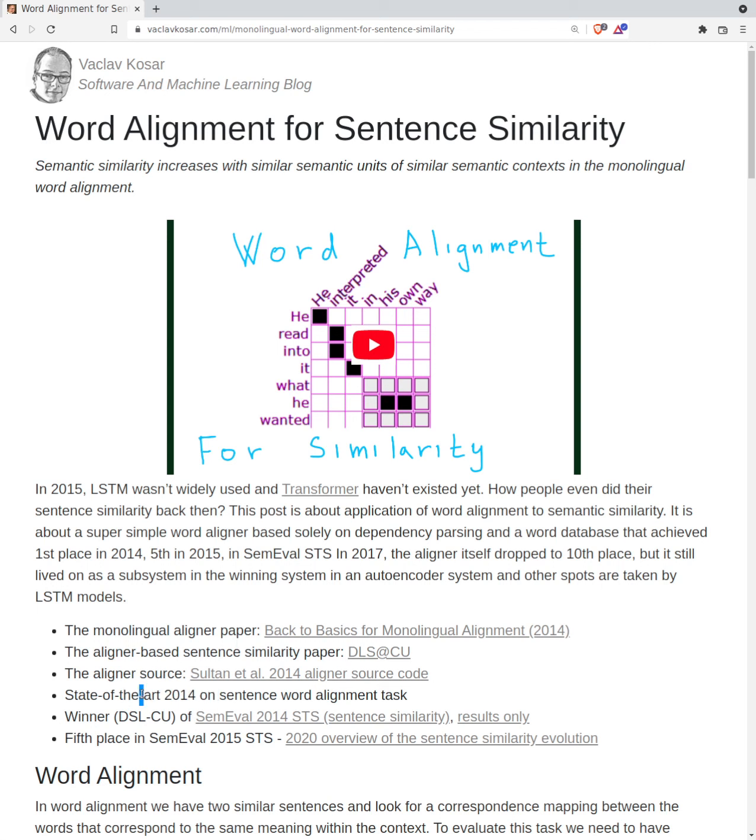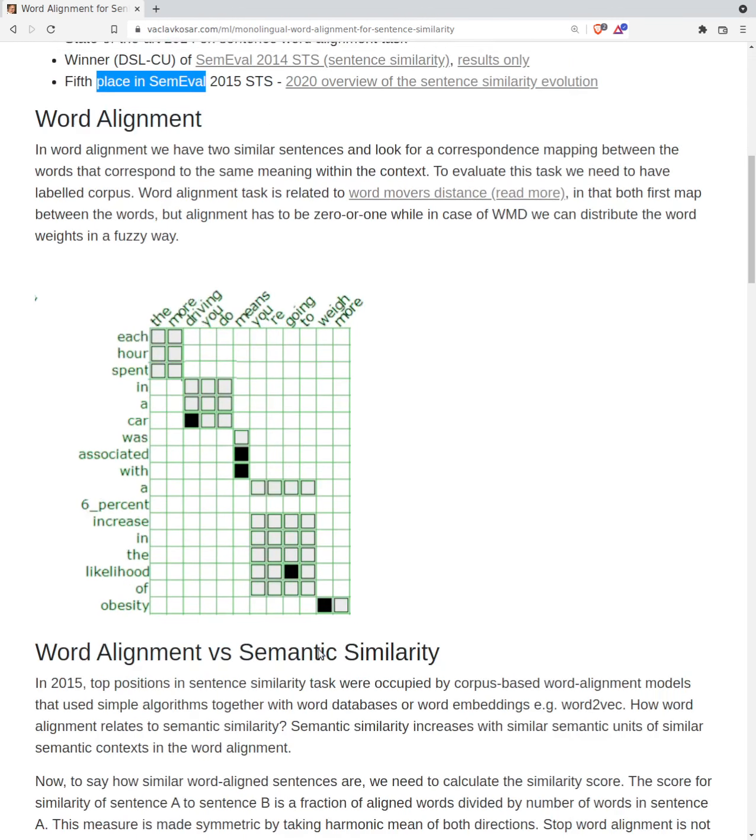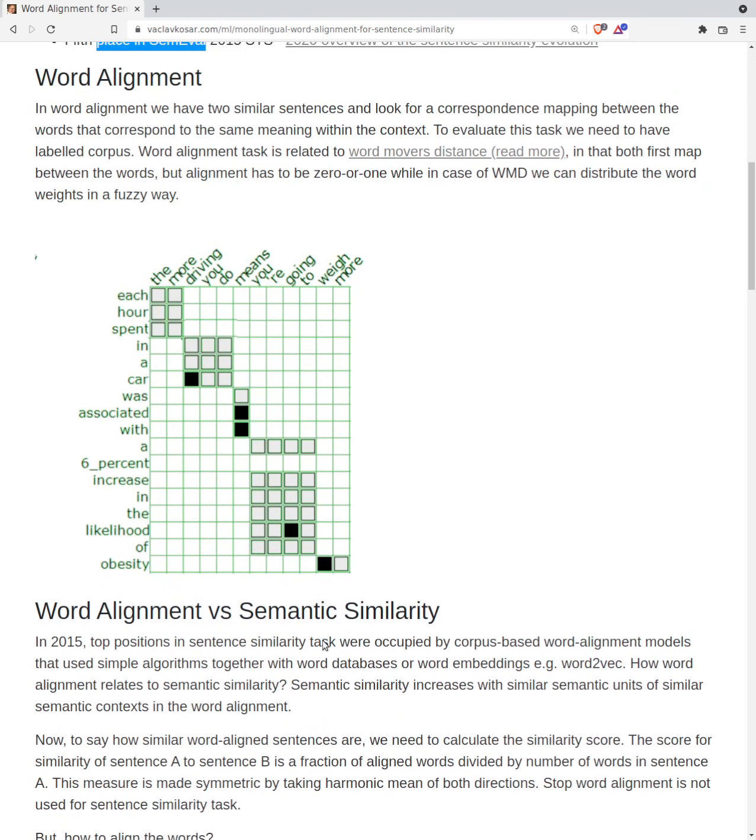It was state of the art in 2014 in the sentence word alignment task, and it was a winner of that competition on semantic similarity of sentences, and it was 5th place in 2015 and so on. As I mentioned, you can also read this overview from 2010 on the sentence similarity task. I have a link here as well.